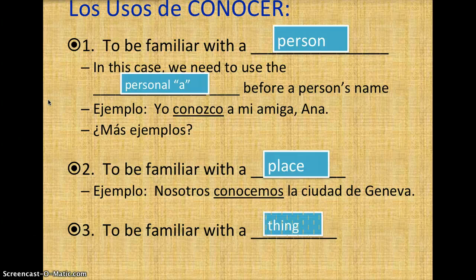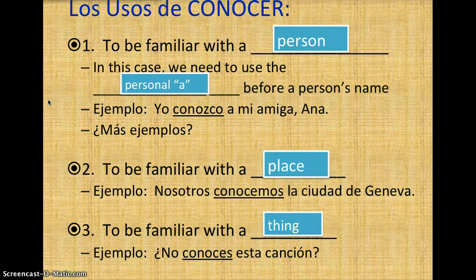The last one is to be familiar with a thing. Por ejemplo, ¿no conoces esa canción? You're not familiar with the song? So it's easy to remember the uses of conocer. Just remember person, place, or thing.